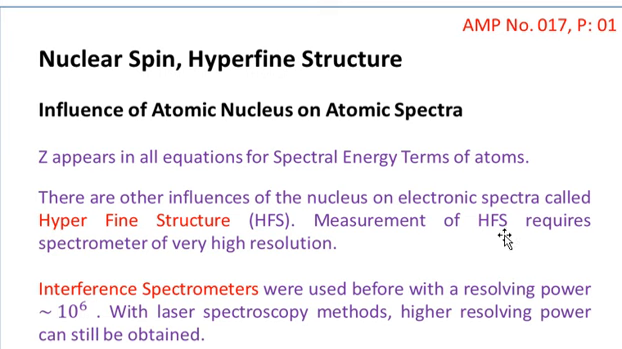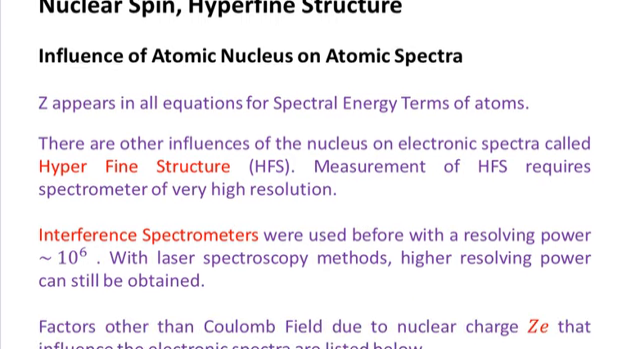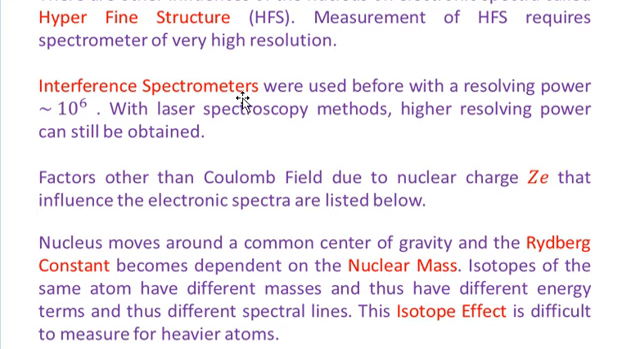The measurement of a hyperfine structure requires a spectrometer of a very high resolution. Since a spectral hyperfine structure is a very small type of splitting, we need very high resolution spectrometers in order to observe the hyperfine structure splitting. Interference spectrometers were used before with a resolving power of the order of 10^6. With laser spectroscopy methods, high resolving power can still be obtained.